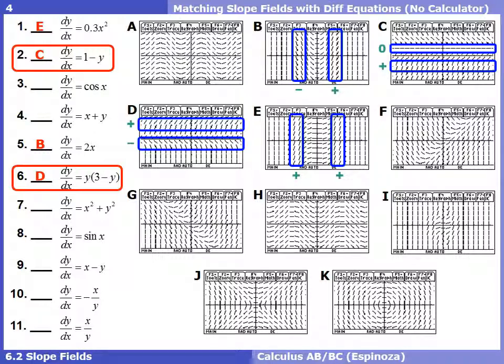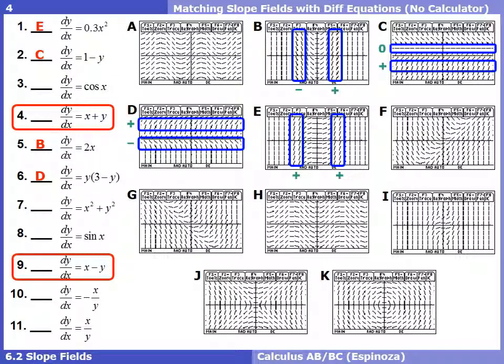The third strategy we looked at is what if we have a differential equation that depends on x's and y's in either the form x plus or minus y or the form y plus or minus x. And you'll notice 4 and 9 fit that. So we would be looking for a slope field that has the same slopes all diagonally.